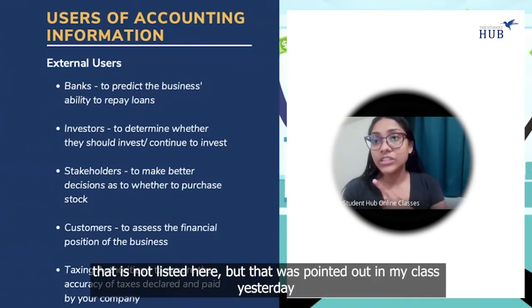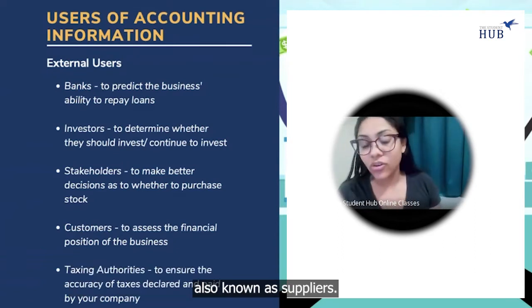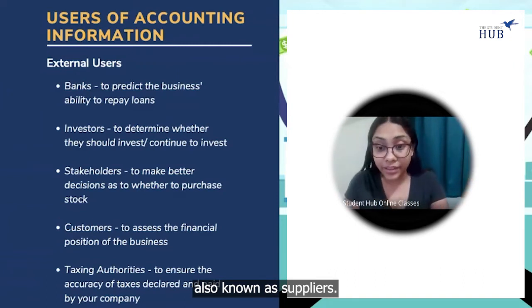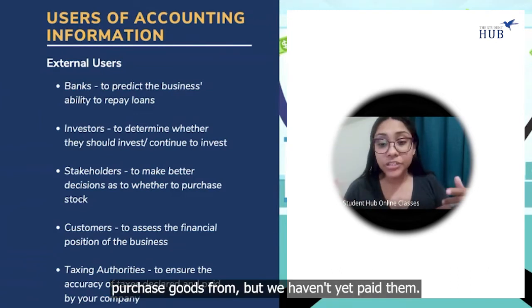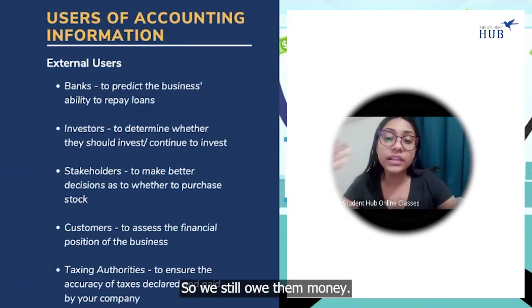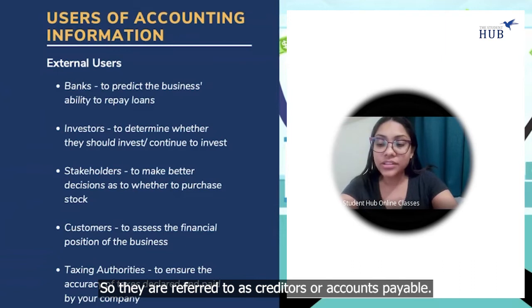Another one that is not listed here, but that was pointed out in my class yesterday, and they were absolutely correct, is accounts payables, also known as creditors, also known as suppliers. Creditors are persons who we purchase goods from, but we haven't yet paid them. So we still owe them money. We still need to pay them money. So they are referred to as creditors or accounts payables.